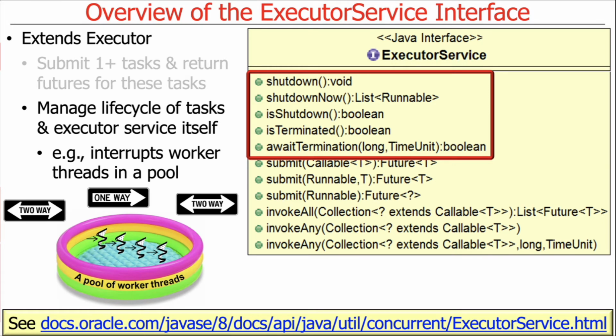There are also some methods in the ExecutorService that are used to manage the life cycle of the ExecutorService itself. For example, you can interrupt the worker threads in a pool, and you can also manage other things as well. These are really useful for managing the ExecutorService implementation. You can tell it to shut down, you can check to see if it's shut down, you can see if it's terminated, you can wait for it to be terminated, and so on and so forth. And we'll talk about those methods when we get into the details.